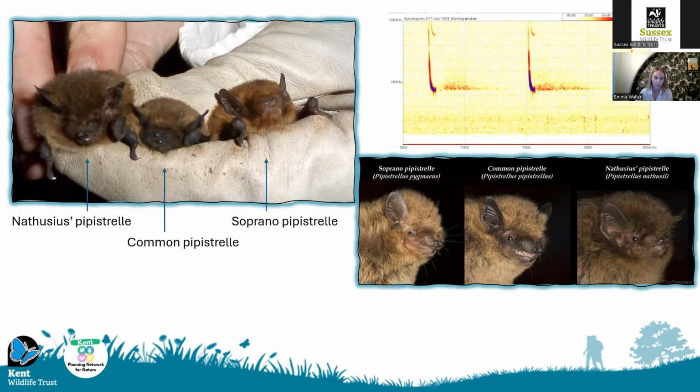So as you can see from this photo showing all three pipistrelle species, the main difference between the three is that the Nathusius' pipistrelle are larger and they echolocate at around 37 kilohertz.